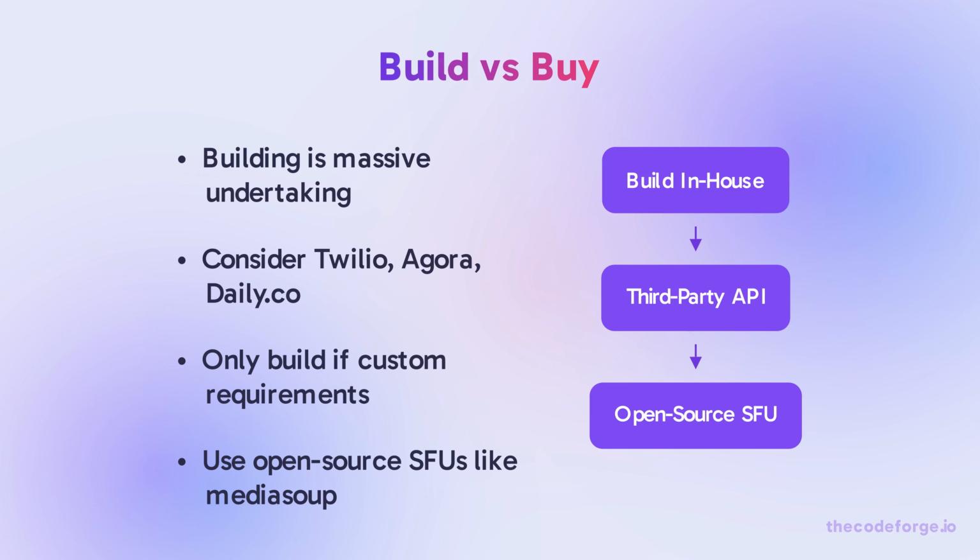Building a Zoom clone is a massive undertaking. You need expertise in WebRTC, networking, distributed systems, and media codecs. If your core business isn't video conferencing, don't build it. Use a third-party API like Twilio Video, Agora, or Daily.co. They handle SFU, TURN, and scaling. Only build if you have specific requirements: custom UI, offline recording, proprietary codecs, or air-gap deployments.